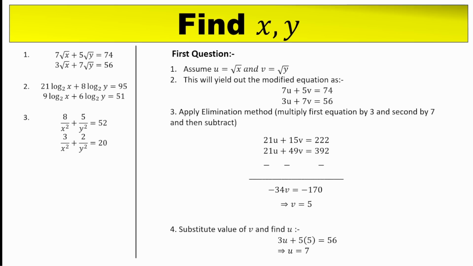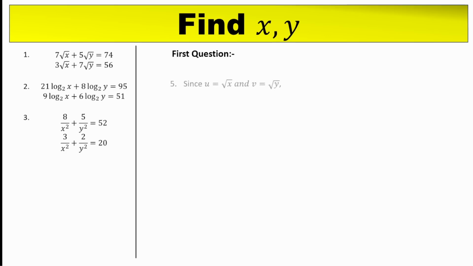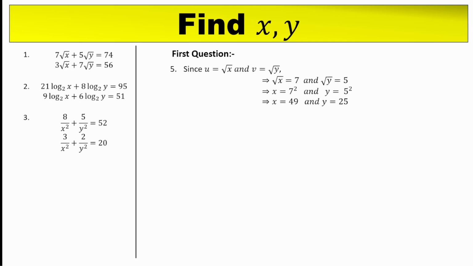Now, since we have got the values of u and v, we will substitute them in our assumption and find the values of x and y. Since the value of u is 7 and the value of v is 5, do the square on both sides to eliminate the square roots. So it will turn out to be x is equal to 7 square and y is equal to 5 square. On simplification, it becomes x equal to 49 and y is equal to 25. These are the final answers for the values of x and y.